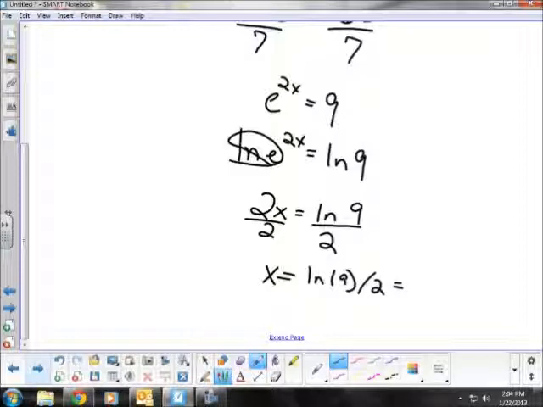Did you make sure and close off your parentheses behind the 9? .09? Okay, good deal. Are we good here? Everybody got this? Okay. Next example.